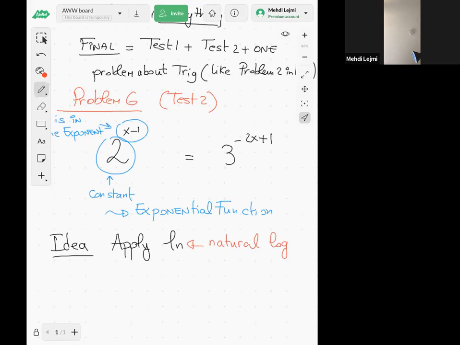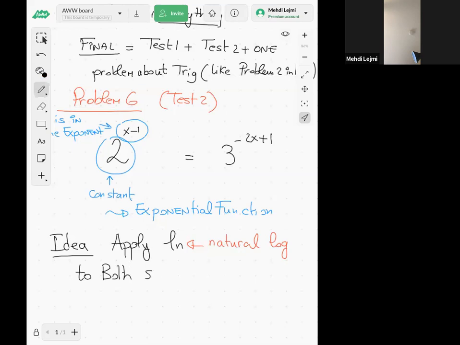As I said, it's very general. In this case we have different bases, but if you have the same base, then the exponents are going to be equal. Yeah, you're absolutely right. But in general you would have different bases, so then you have to apply natural log to both sides.